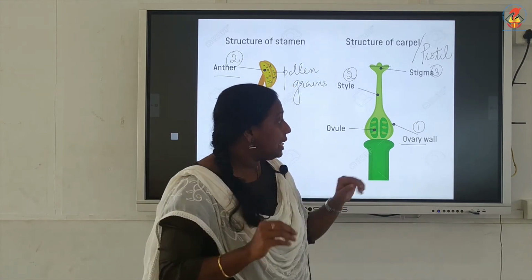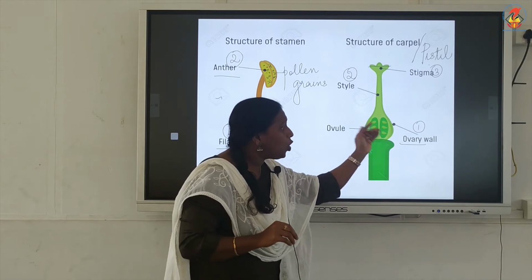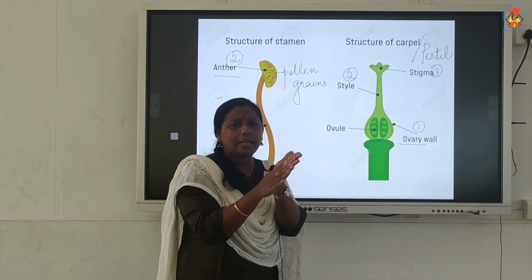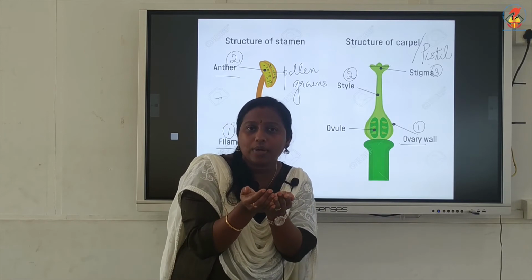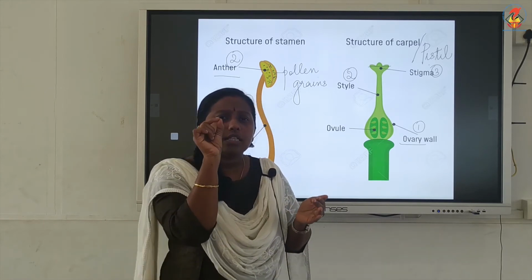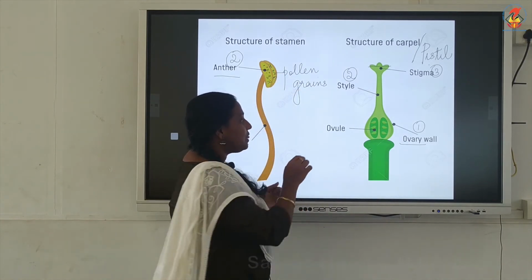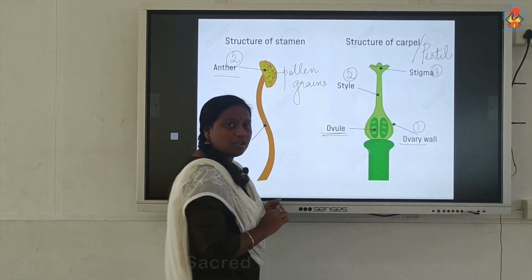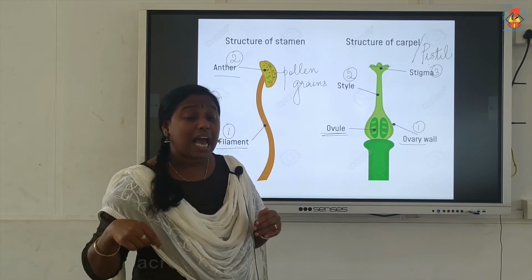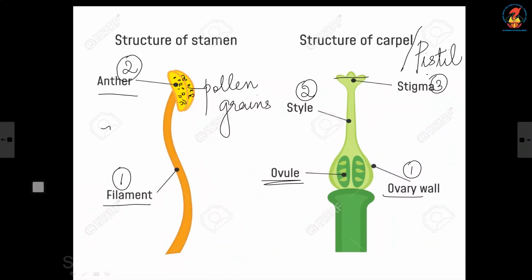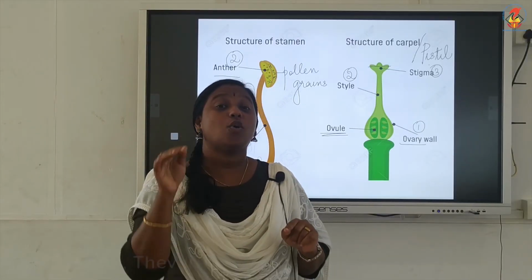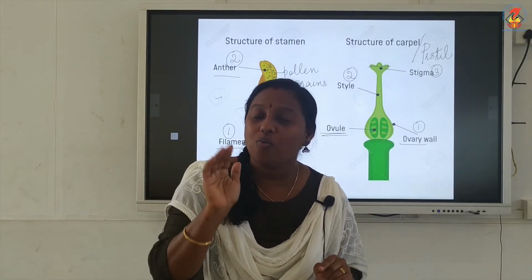Okay children, now if you cut open this ovary using a blade or something, if you slowly open this ovary and see, inside the ovary you can see so many fine bead-like tiny structures. You call them ovules. Just as there are pollen grains inside an anther, there are ovules inside an ovary. So similar to the pollen grain inside an anther, you will get an ovule inside an ovary.